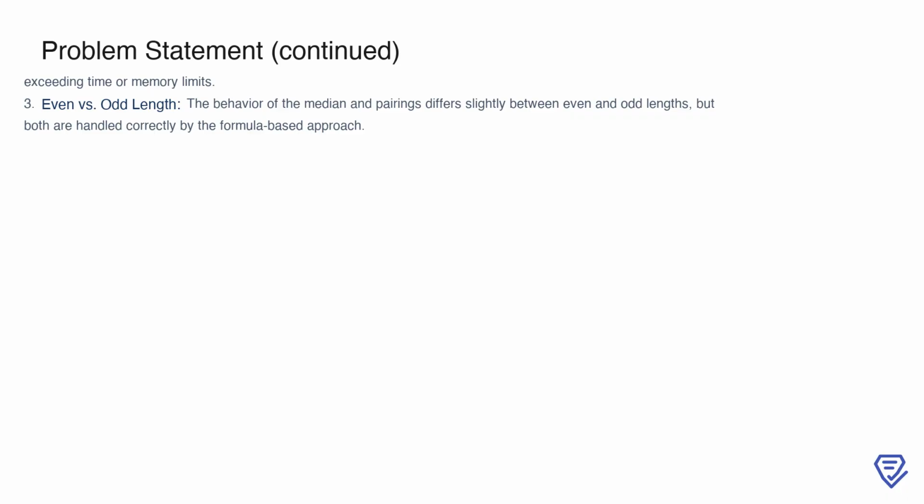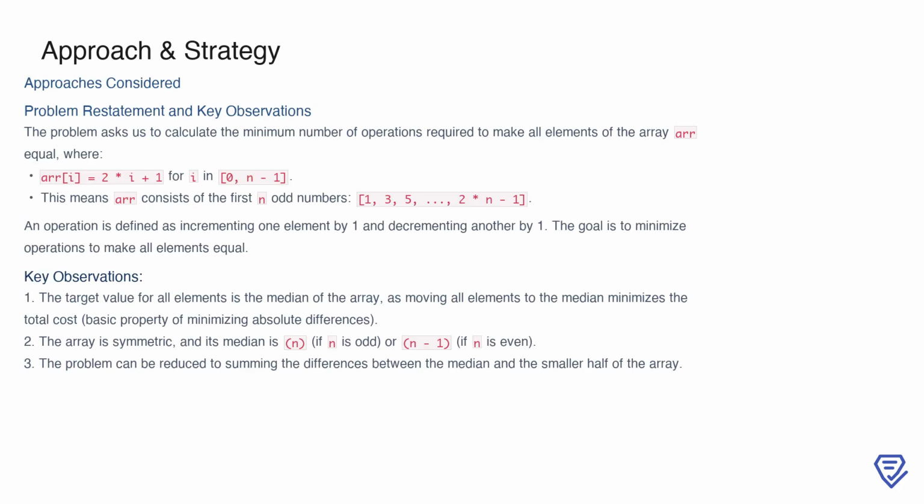To approach this problem, let's first restate the key details. We are given an array ARR where each element is defined as ARR[i] equals 2 * i + 1, meaning the array consists of the first n odd numbers, 1, 3, 5, ..., 2n-1. The goal is to make all elements equal using the minimum number of operations, where an operation involves incrementing one element by 1 and decrementing another by 1.